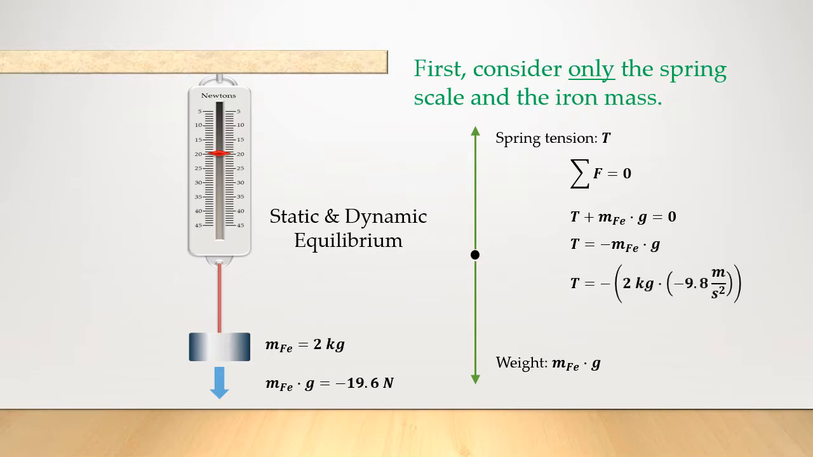Now, since we calculated earlier that the mg for this iron is negative 19.6 newtons, if you take the negative of that, you get that the tension is 19.6 newtons. And remember that a newton is a kilogram meter per second squared.